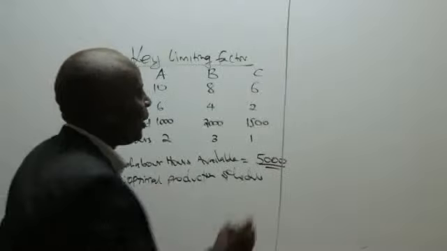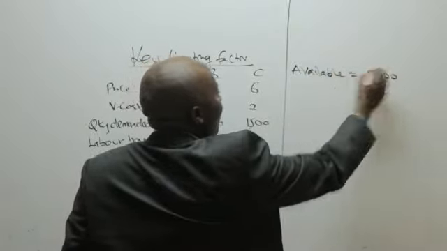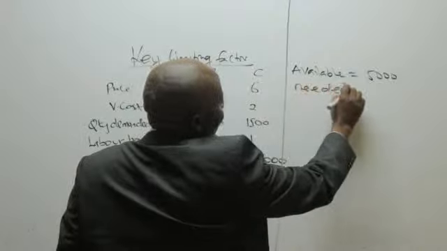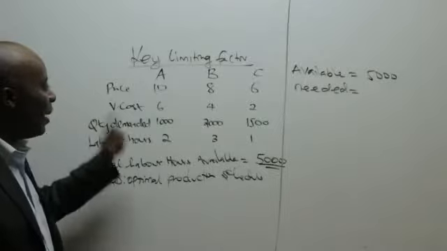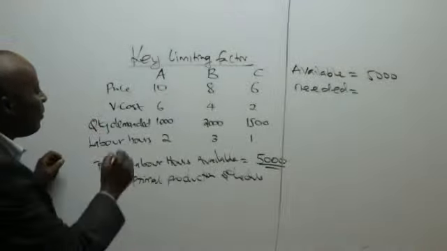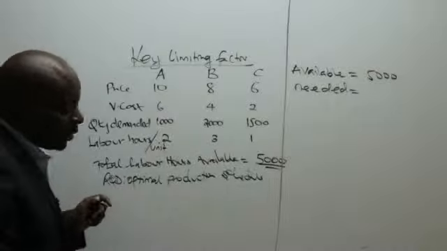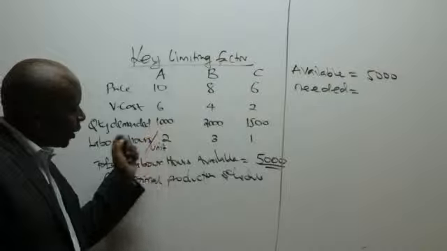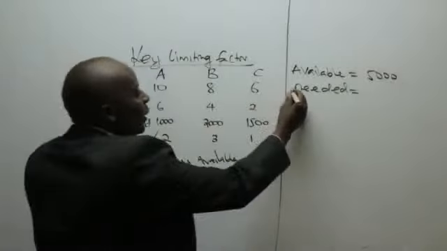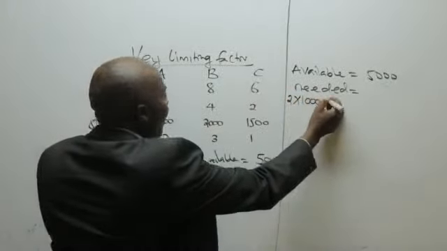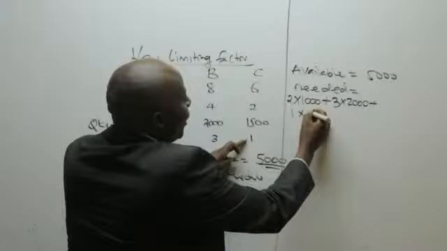Now, but how many do we need? The available are 5,000. How about the labor hours which are needed? If you look at this, you can see the quantity demanded, and then of course we have labor hours. Sorry, this is supposed to be labor hours per unit. Please change this. So you can see the quantity that we have to produce, and the labor hours per unit that we need. So then the total that is needed will be 2 times 1,000, plus 3 times 2,000, plus 1 hour times 1,500.